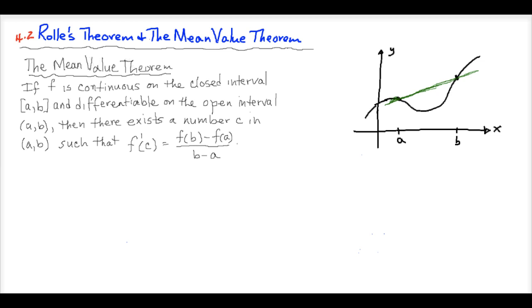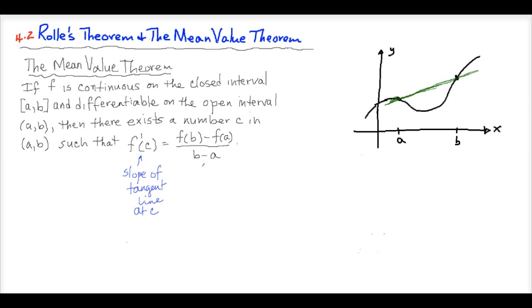Now, we know what f prime of c is. F prime of c is the derivative of the function evaluated at c, which is also the slope of the tangent line at c. And then on the right side, that should look familiar to you as well. If you notice, this is the slope of the secant line joining the points a, f of a, and b, f of b.